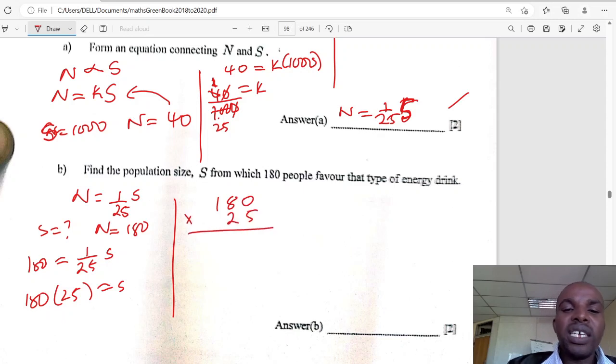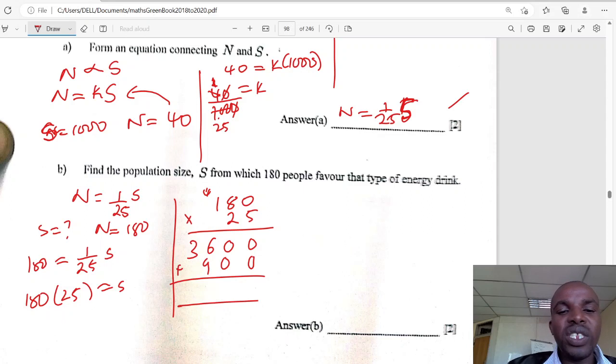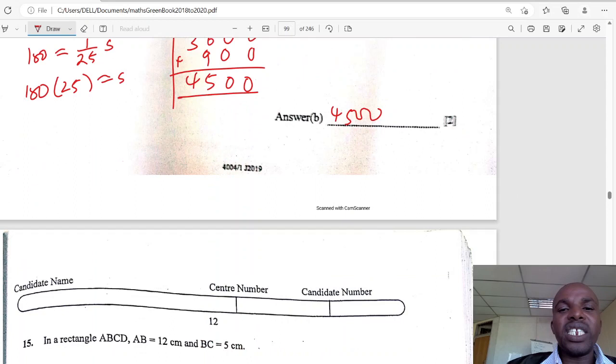You multiply, it will be placeholder 0. Then 2 times 0, 0. 2 times 8 is 16, 6 carry 1. Then 2 times 1 plus 1, 3. Then 5 times 0, 0. 5 times 8 is 40, 0 carry 4. 5 times 1, 5 plus 4, 9. Then you add these two values. So it will be 0, 0. Then here it's 5, 15 carry 1. Then it will be 4,500. That's the population size. Right, next.